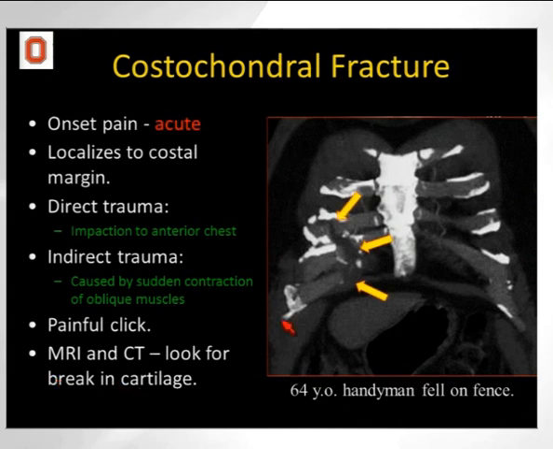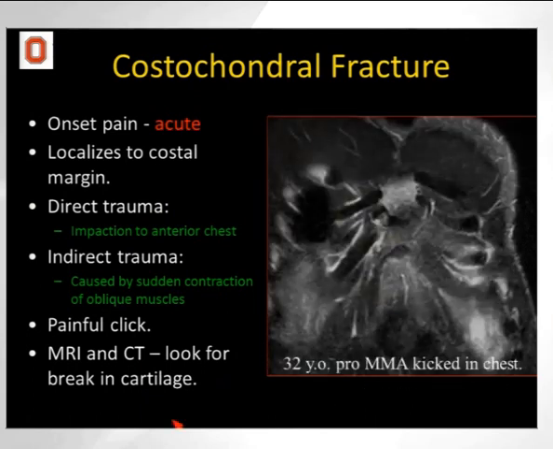So not a very difficult diagnosis, but the thing to remember is you have to look very far anteriorly, and you have to window the images not only for the bone, but also for the soft tissues.